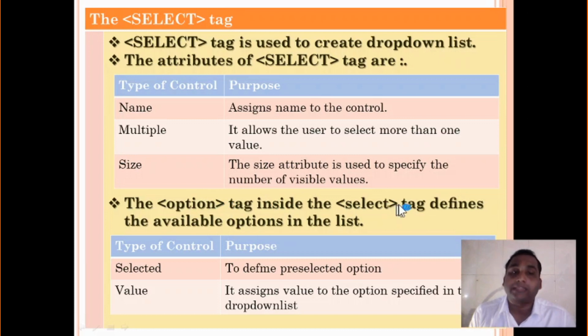The option tag inside the select tag defines the available options in the list. Here there are two attributes, selected and value. Selected defines a pre-selected option. Out of 5, if you want the third option to be selected by default, you can do that. And after selecting a particular option, what value is to be submitted, we give with the help of the value attribute of the option tag. Now let us see all the form controls in Notepad and web browser.